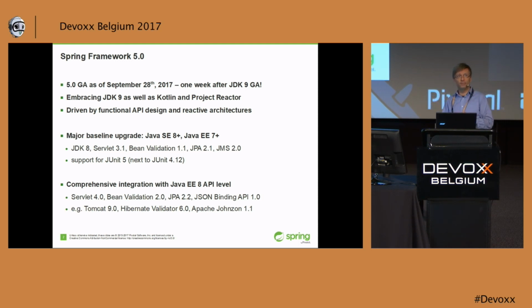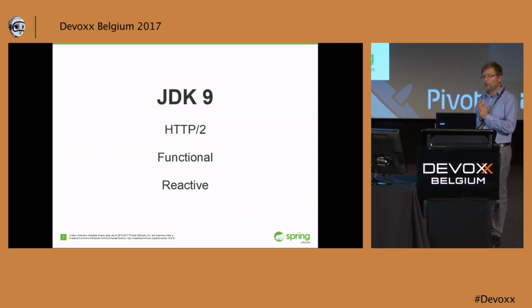Shortly after JDK 9 and shortly after the Java EE 8 specification, so shortly after Servlet 4.0, JPA 2.2, Bean Validation 2.0, and co. So we aligned with the timing of those. Initially, we planned actually to go live a little bit earlier, but it worked really fine for us in the end. All right, so that's kind of the general story.